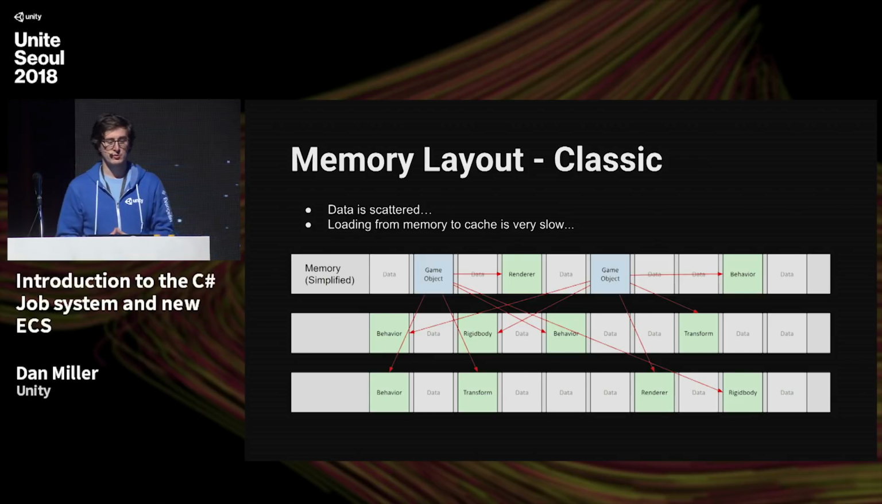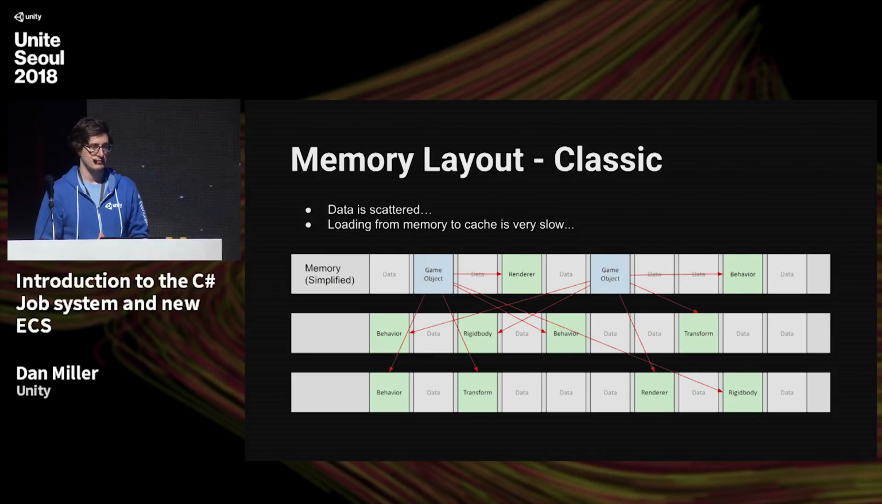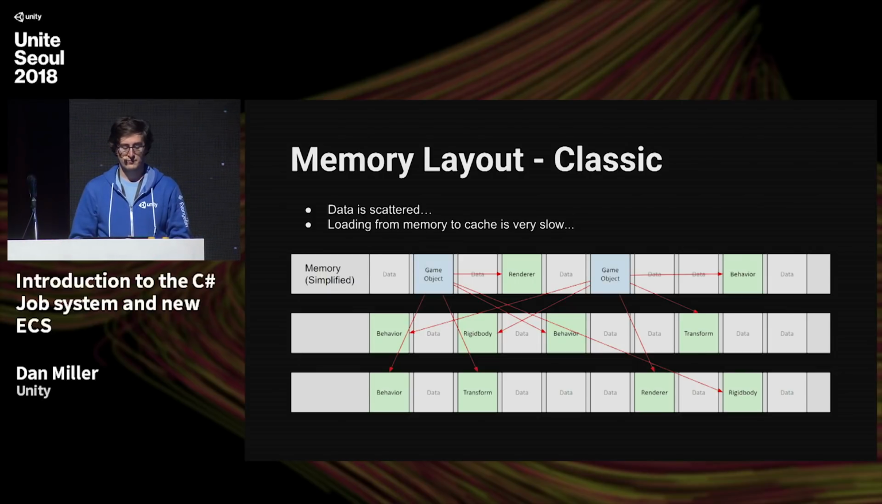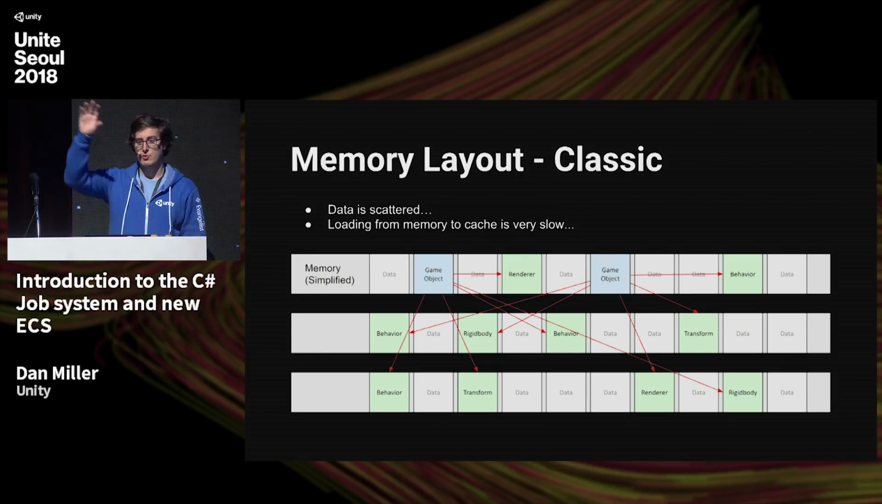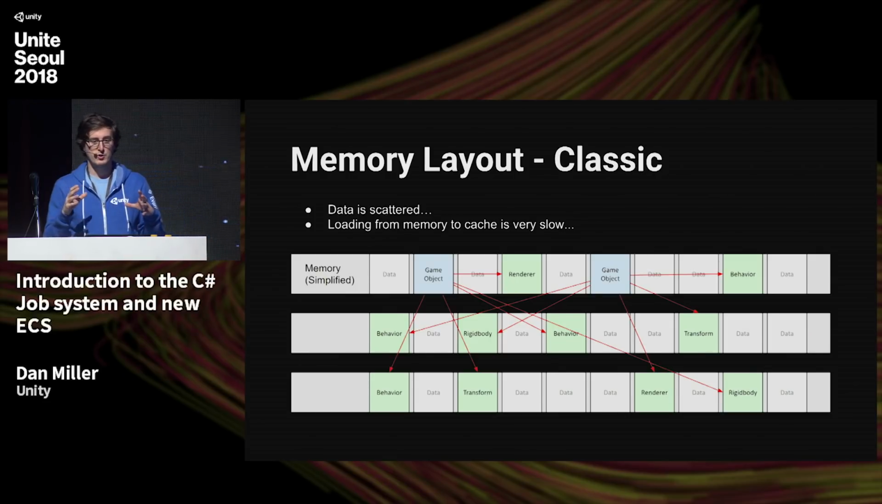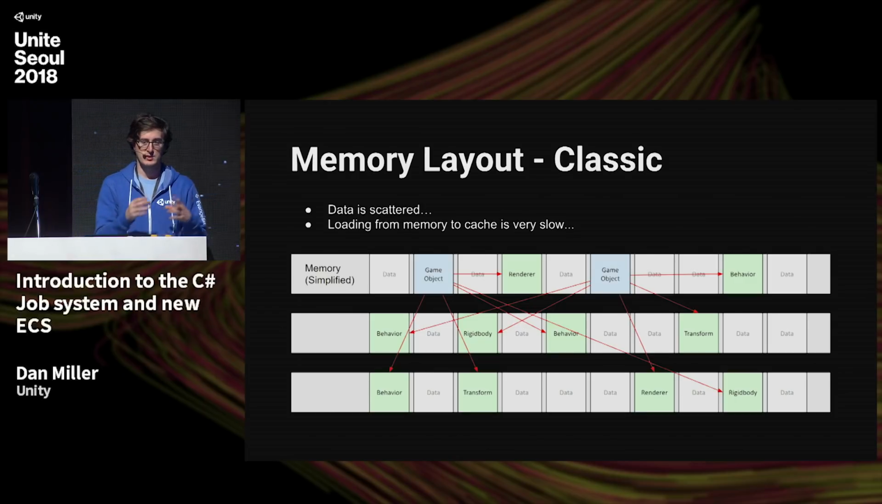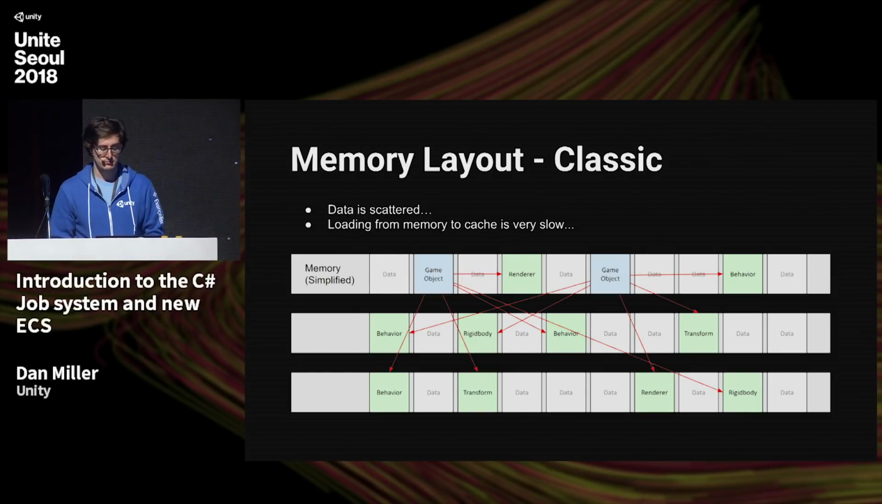And the big issue is that the memory layout in the classic system is very scattered. You might have a game object that lives in memory over here, referencing another component and its data that lives in memory over here. And when you go to get those references, you need to load that memory into cache, and that becomes very slow, especially when acting on a lot of different objects or a lot of different components.